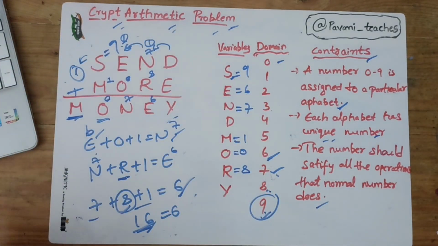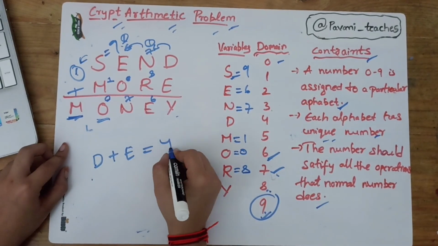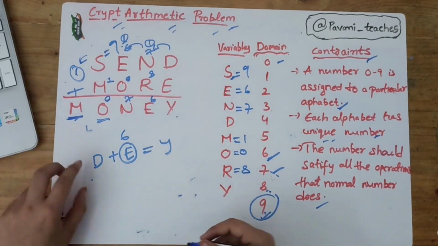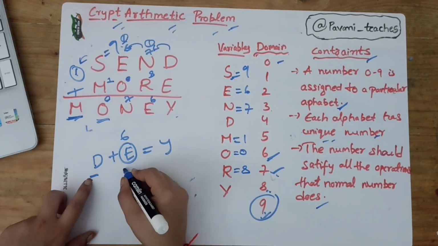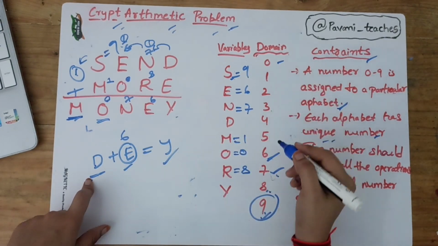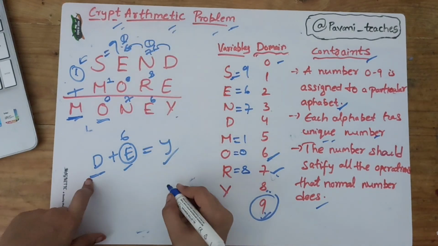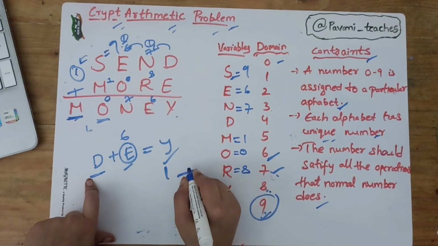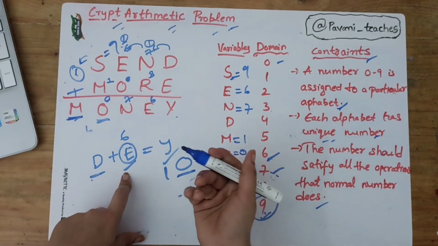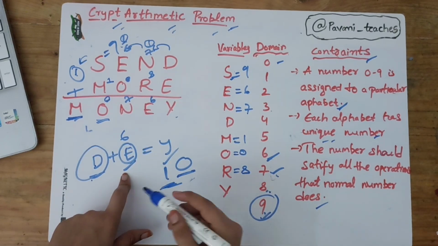Now we got a new equation, that is D plus E equal to Y. The value of E we already know, that is 6. Now what value do we have to add to E to get the value of Y? Now we'll try these values. Don't forget that in the previous step we carried, which means it has to be 1 comma something. Now as the value of E is 6, what are the possible values of D which give a carry of 1? Now we'll check.